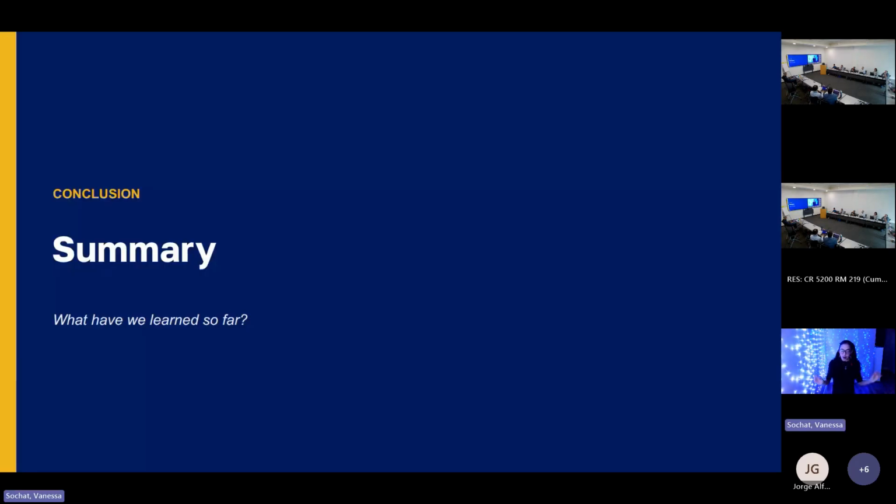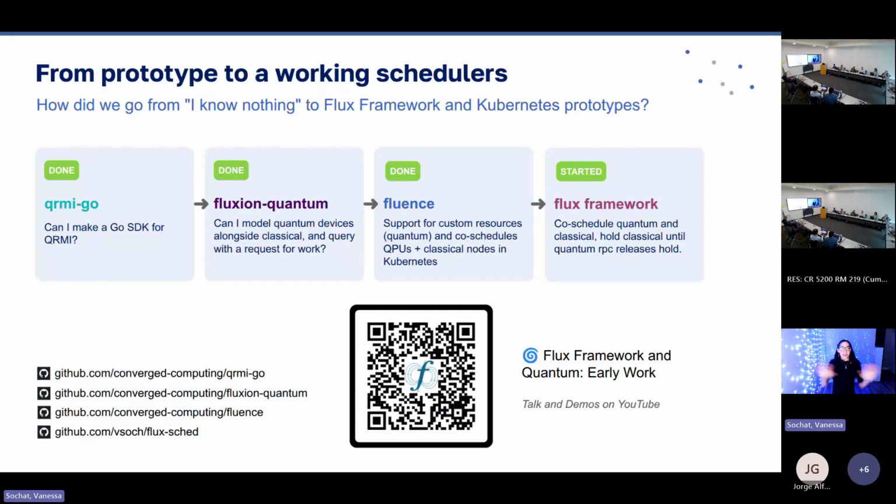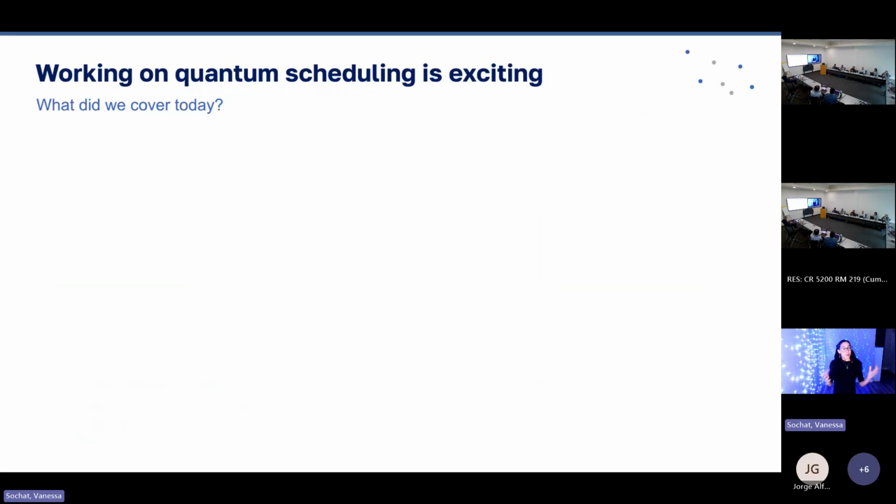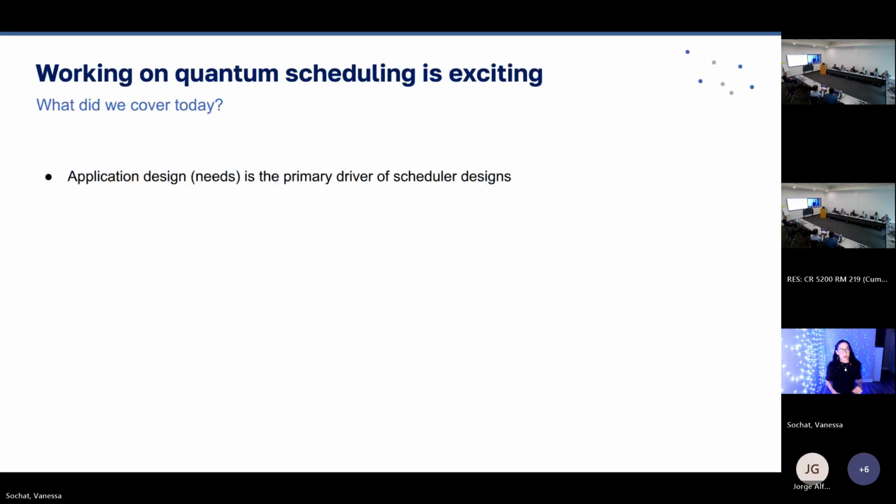Okay, so let's quickly summarize. What I didn't talk about, I want to include this QR code in case you're interested. This is the early work that we did up to the last two projects that I talked about today. Now here is what we actually did cover. We talked about how application design should be the primary driver of scheduler design. This is not an "if you build it, they will come." If you build it, then they will not notice because it does not fit their use cases.